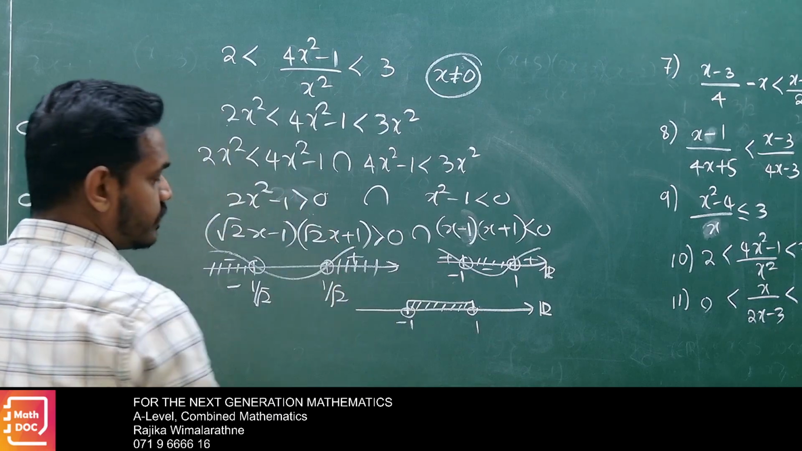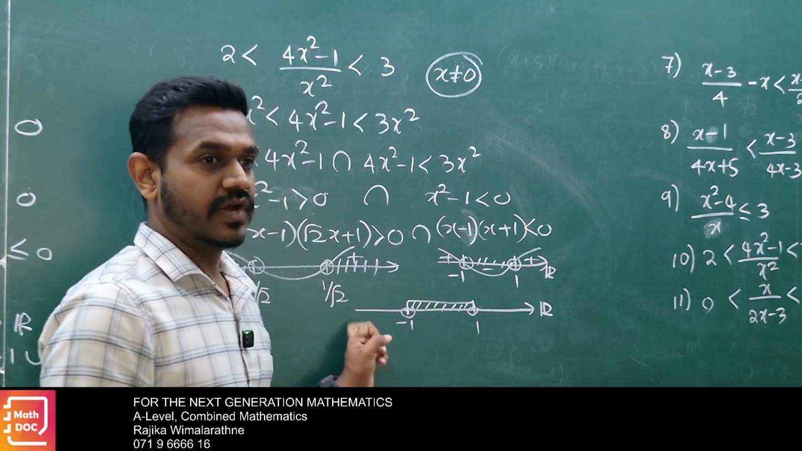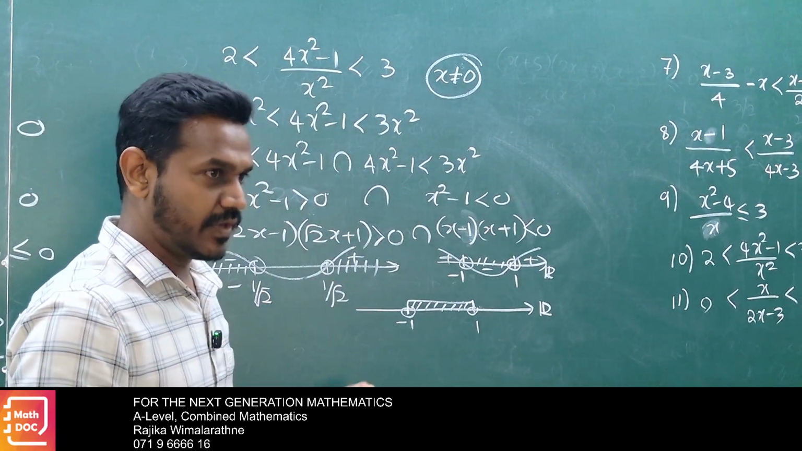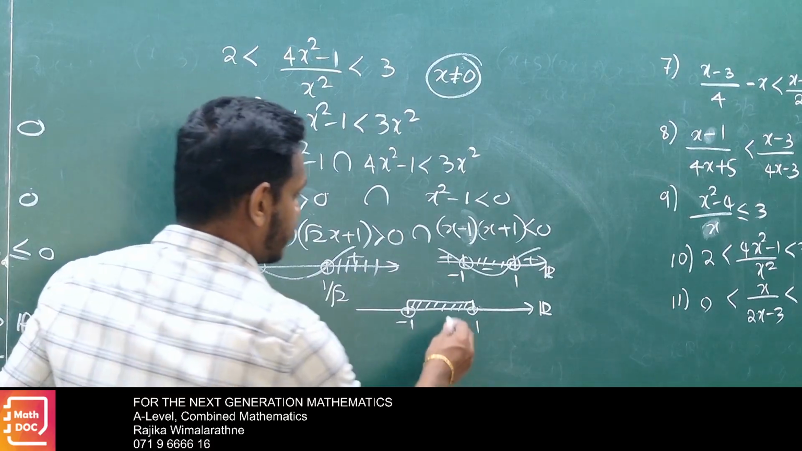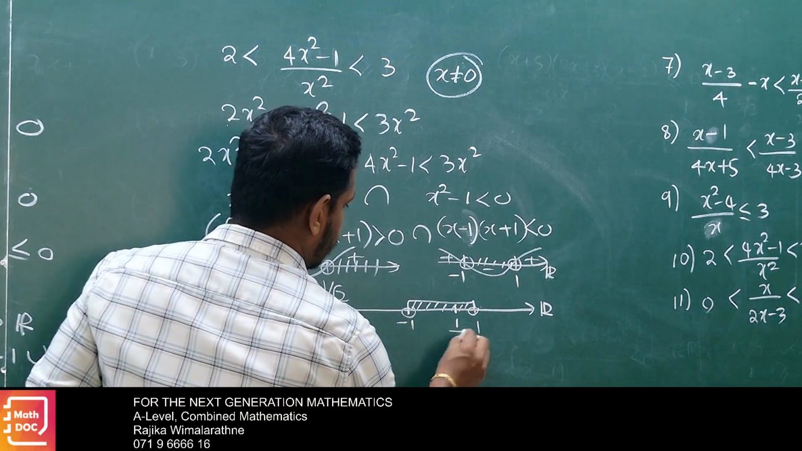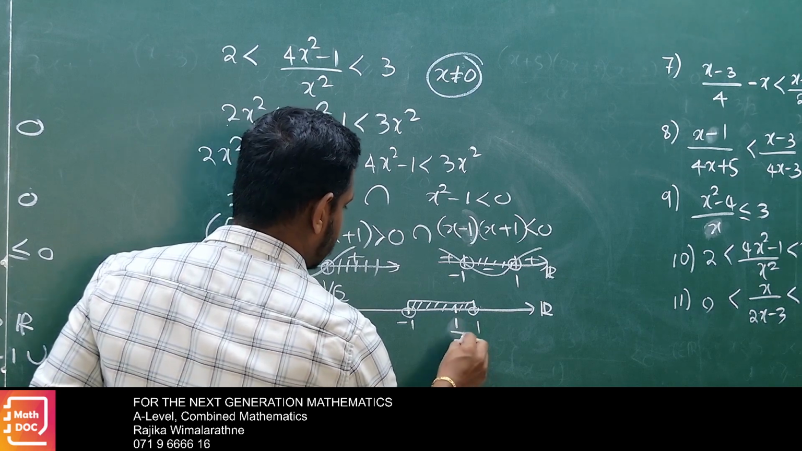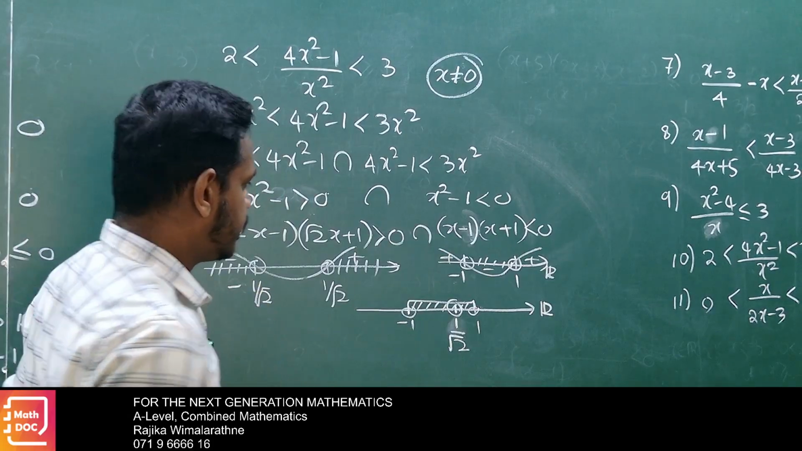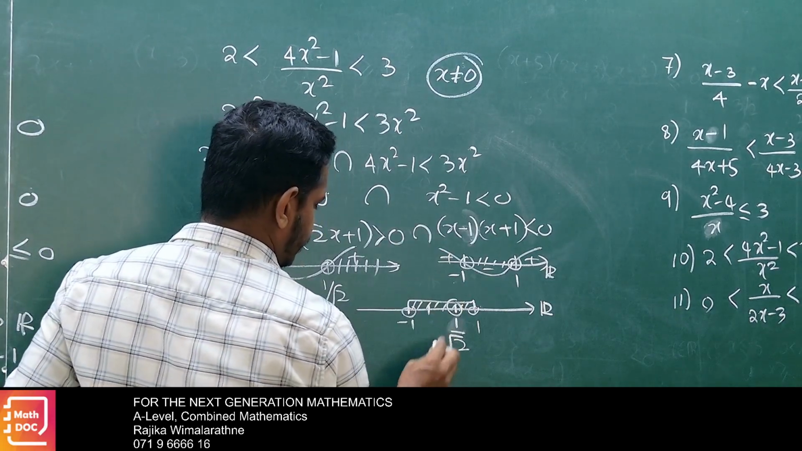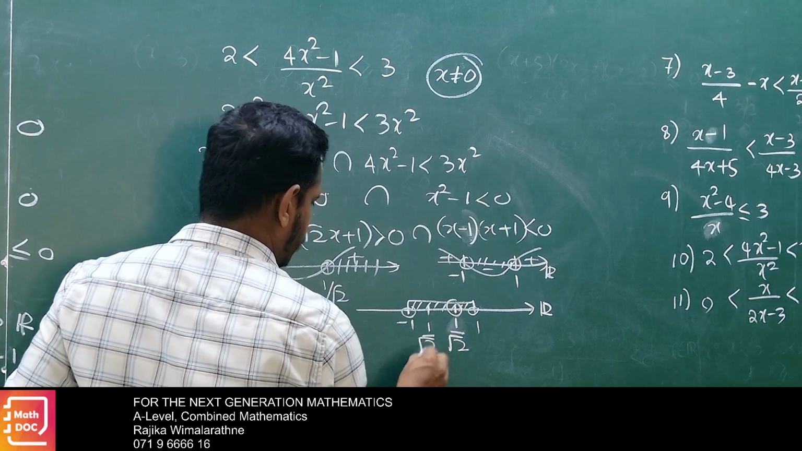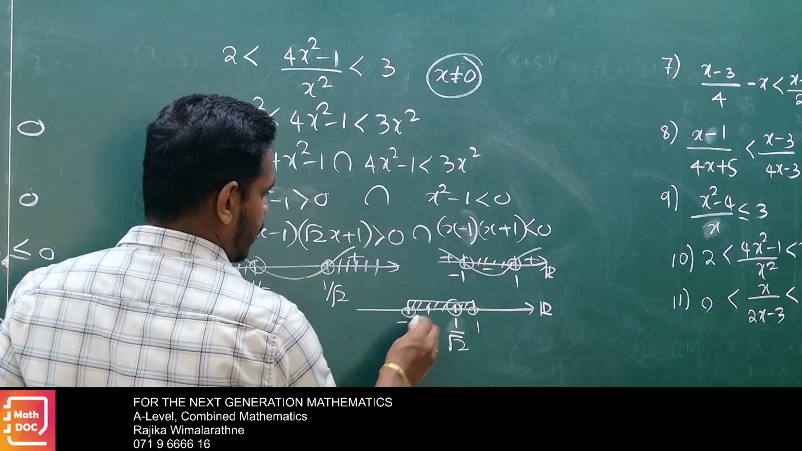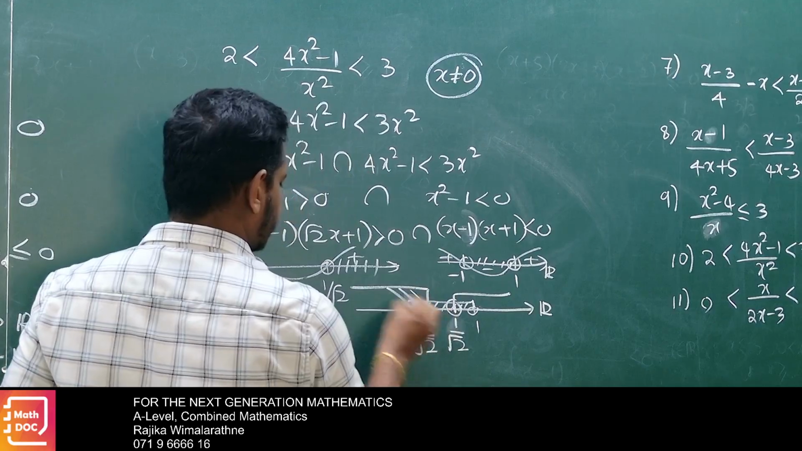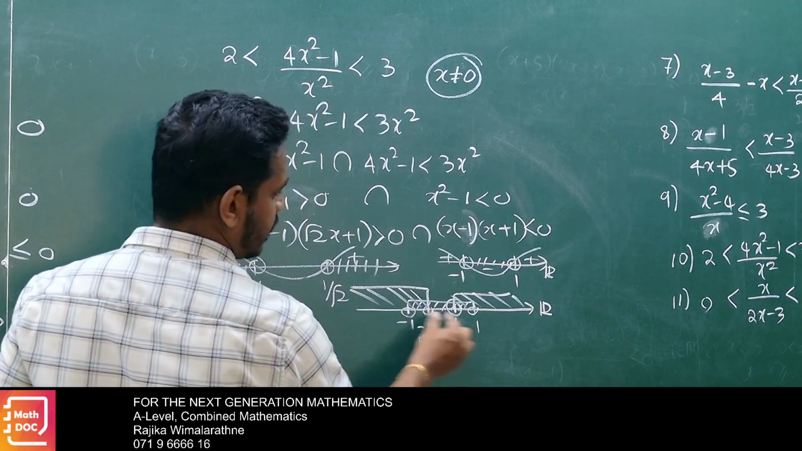Then here 1 over root 2. Root 2 is around 1.4, so 1 over 1.4 is a point less than 1, no? Then somewhere here. 1 over root 2 is somewhere here, and minus 1 over root 2 is again somewhere here. Then greater than, less than. Then the common region is here and here.